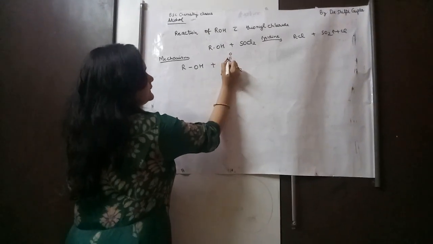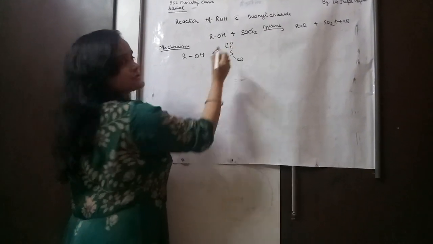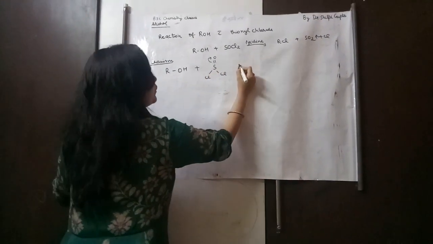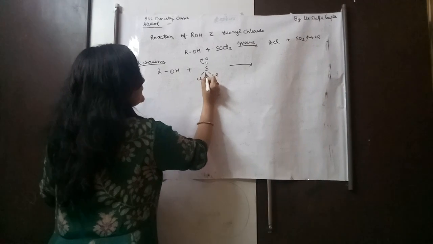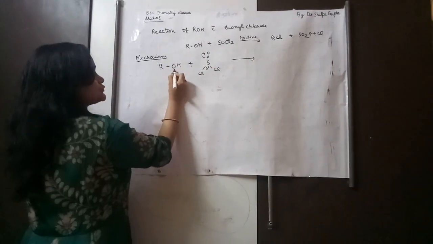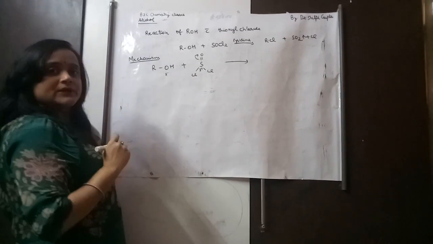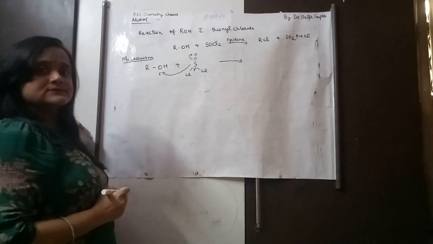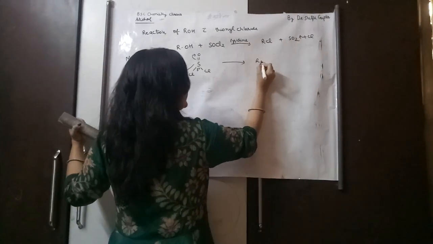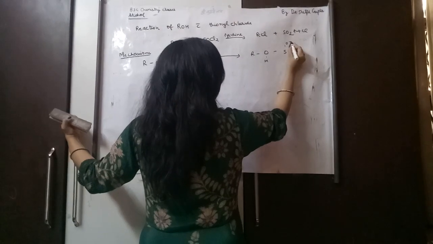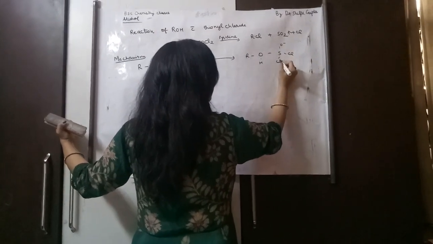So what will happen? This lone pair of electron will shift to the oxygen atom. Okay. And then what will happen is it will get partial positive charge. Oxygen has lone pair of electron. It is already electronegative. So S will attack on the oxygen atom. And what is formed is an intermediate compound like this. Okay.